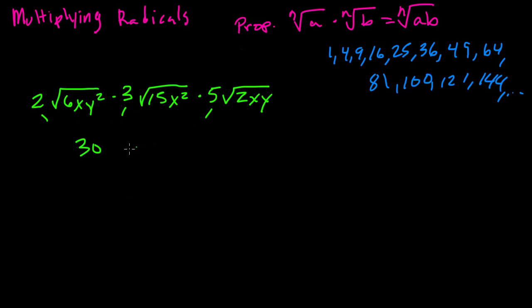We combine all of our radicals to make one big radical. The square root of 6 times 15 times 2 is 180. And we add our exponents together. Here I've got two different variables. So x times x squared times x is going to be an x to the 4th. And I've got y squared times y. That's going to give us y cubed. Keep the 30 on the outside.